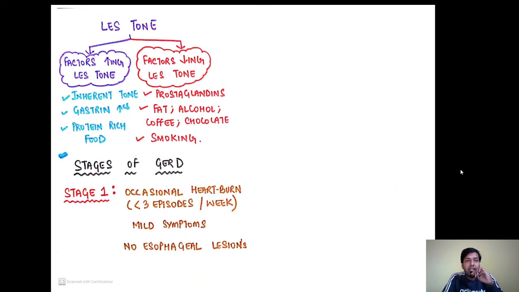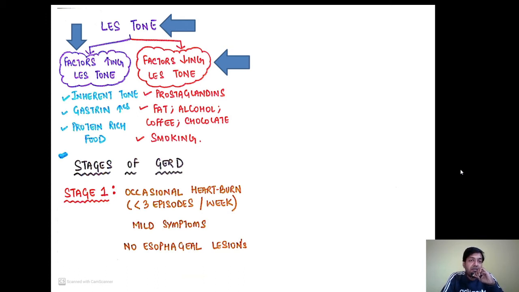Now remember, there are certain factors which are increasing the lower esophageal tone and certain factors which are decreasing the tone. So let us see both. What are the factors which are increasing the lower esophageal tone? The inherent tone is there, which is increasing the tone. Whenever gastrin is released, again it is going to increase the lower esophageal sphincter tone, and whenever we are having any kind of protein rich food, because of that also the lower esophageal sphincter tone is going to increase.